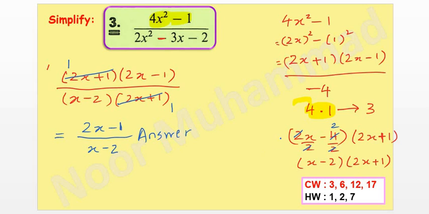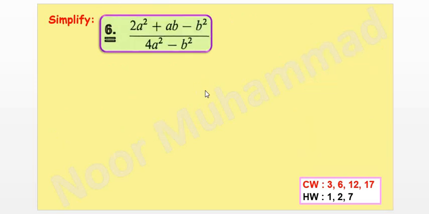Like in the previous exercises, either we were factorizing using the AC method only, or we were pulling out the GCF to factorize it. But here, both the numerator and the denominator will be factorized. This is the first thing. The second thing is any of the three methods that you learned in chapter 12 for factorization will be used here in this exercise. Okay, now better pause the video here and solve question number 6 on your own.